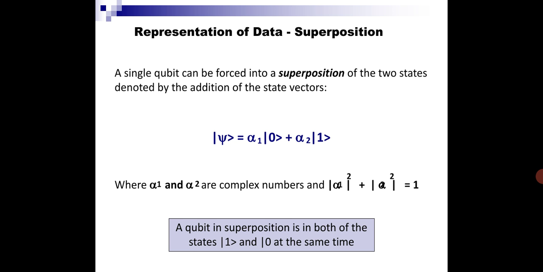Now, representation of data by superposition. As we know in quantum mechanics, the wave is denoted by the wave function, that is psi. A single qubit can be forced into a superposition of the two states, denoted by the addition of the state vectors. So the wave function psi is equal to alpha 1 of logic 0 plus alpha 2 of logic 1, where alpha 1 and alpha 2 are complex numbers, and the sum of their squared magnitudes is equal to 1. A qubit in superposition is in both of the states, logic 1 and 0, at the same time.